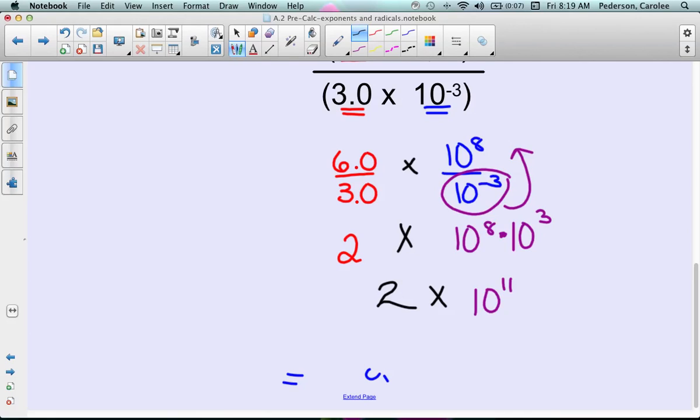And there's your answer. If you want to convert it out of scientific notation to decimal, just add 11 zeros after the 2.